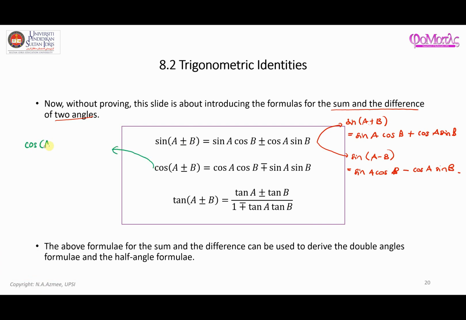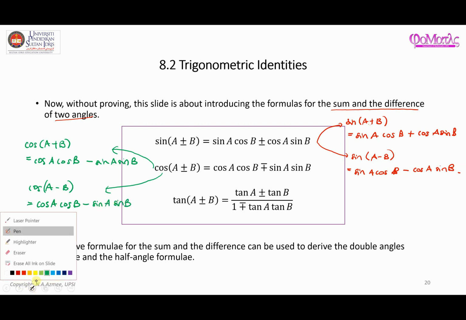Now for the next one, if you have cos A plus B, the process will be finding cos A cos B minus sine A sine B. Although this is plus, the sign is switched to minus. Now if you have cos A minus B, this is similar to finding cos A cos B plus sine A sine B.